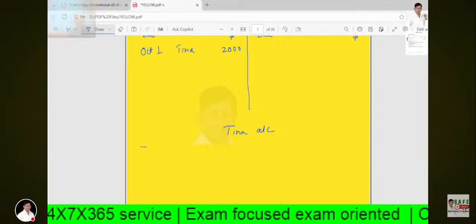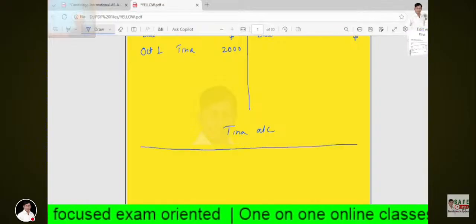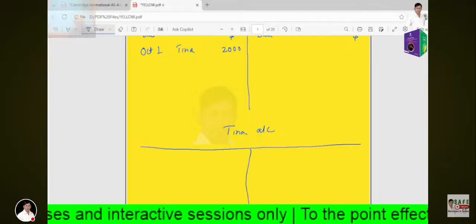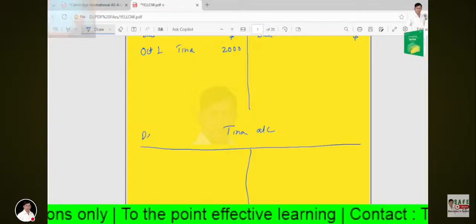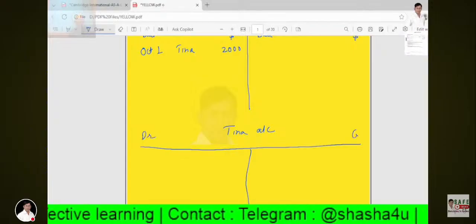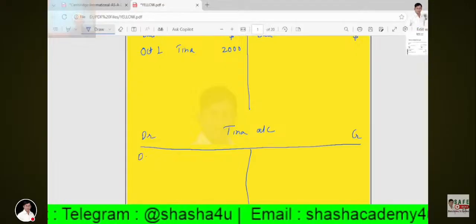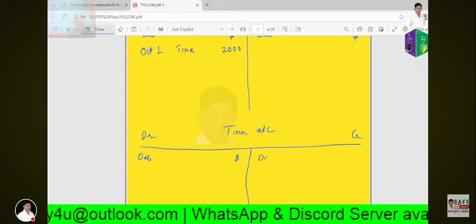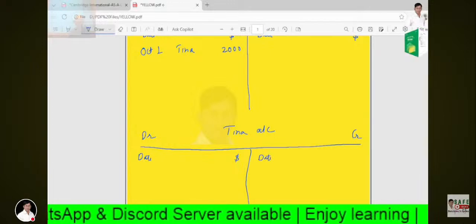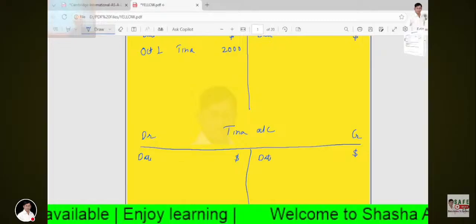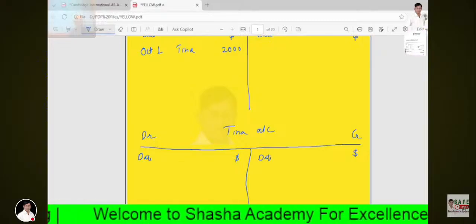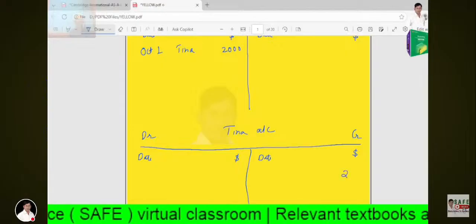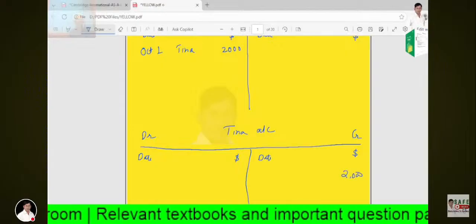So how do we prepare Tina account? This side is always debit, this side is always credit. Always write the date, always write the currency. So what is the amount? Tina account will be credited. Tina account will be credited means you have to write it here. So Tina account is credited.